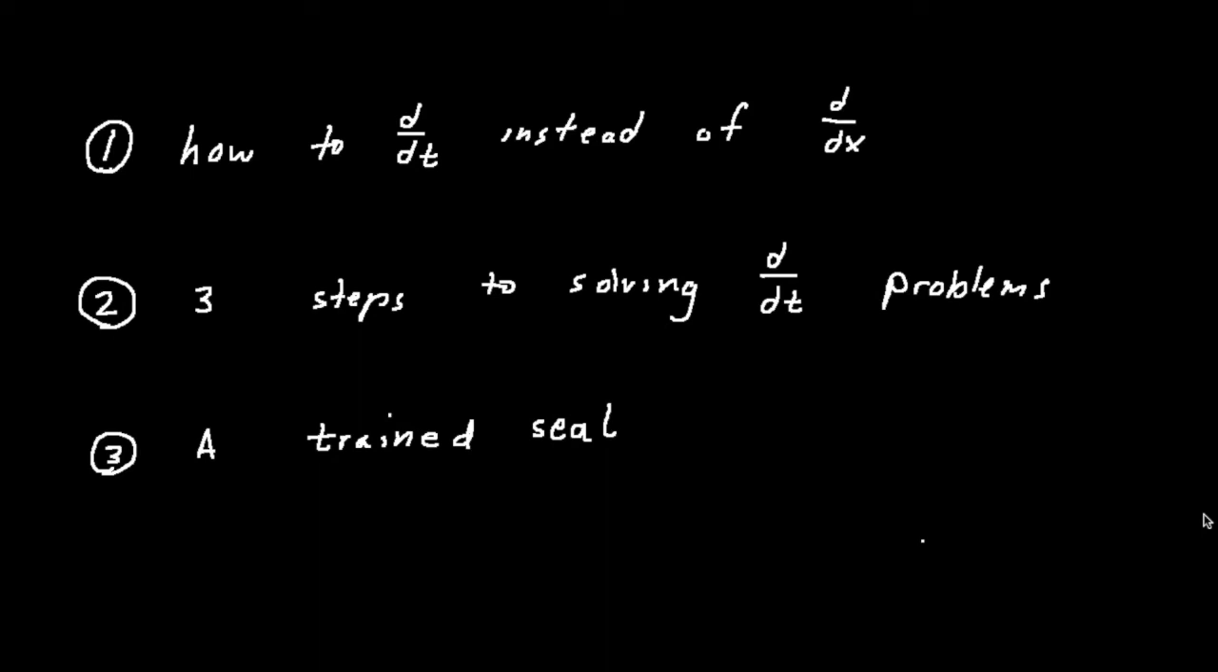This video has three components. In the first part, we'll learn how to do d over dt instead of d over dx. That means how to take the derivative with respect to time instead of what we usually do, which is taking the derivative with respect to x. In the second part of this video, we'll solve problems, and I'll show you 3 steps to solving d over dt problems. In the last part of this video, for those of you who make it through the entire thing, there will be a trained seal.